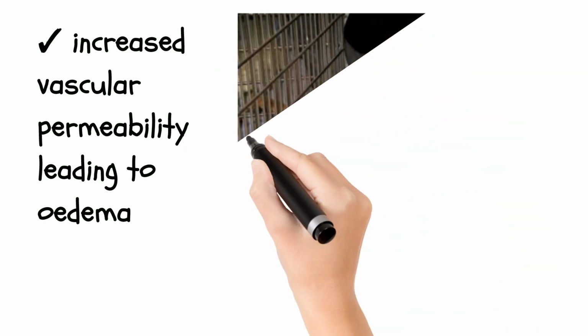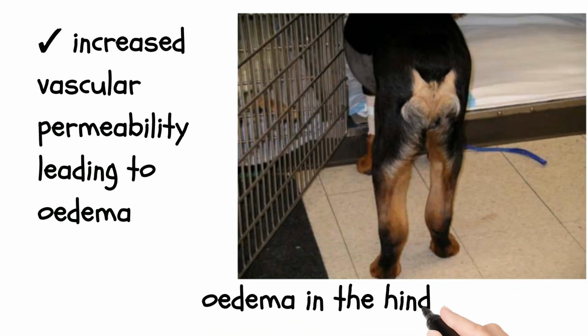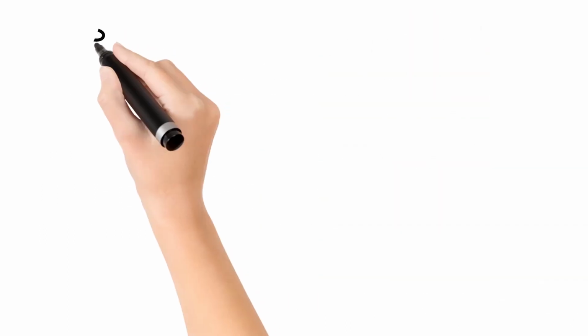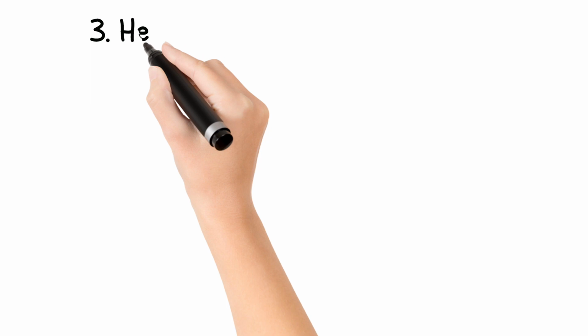The protein-rich fluid containing blood cells that leaks out of the blood vessels is called exudate, and the accumulation of exudate in the tissues due to the increased vascular permeability is known as edema. Edema is the major cause of swelling. Remember I mentioned vasodilation, which leads to hyperemia. So the 2 causes of swelling during inflammation are vasodilation and edema, but edema is the major cause of swelling during inflammation. Okay, so the third sign that we have here is heat.